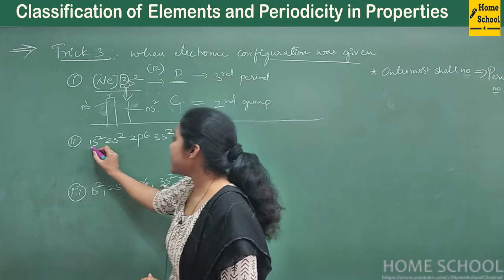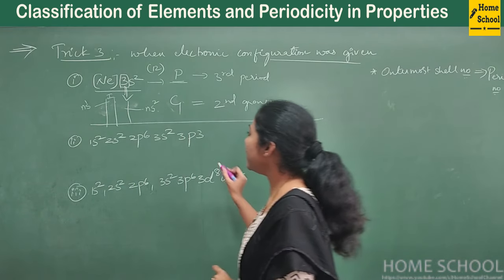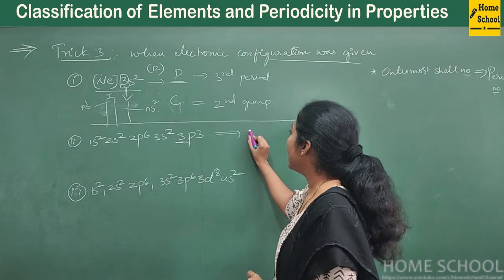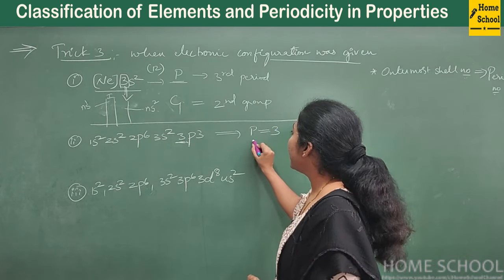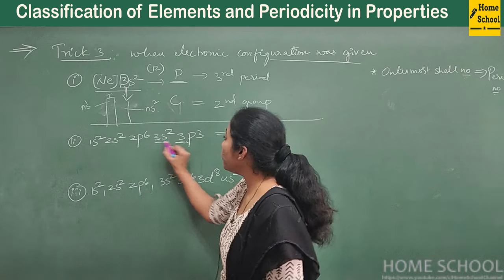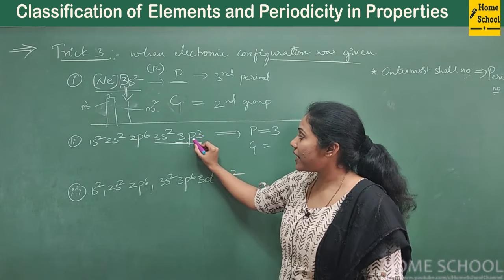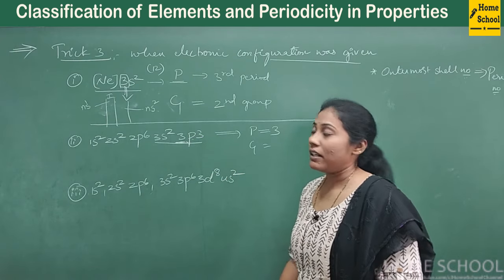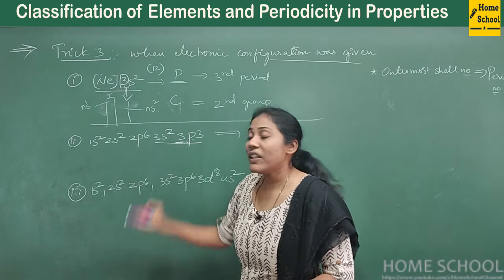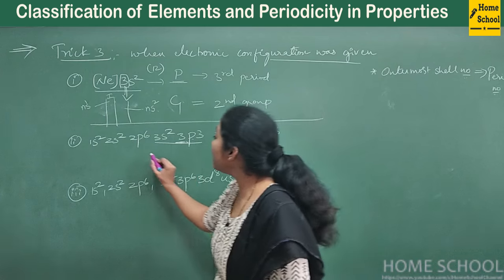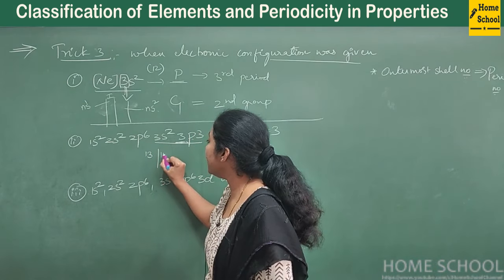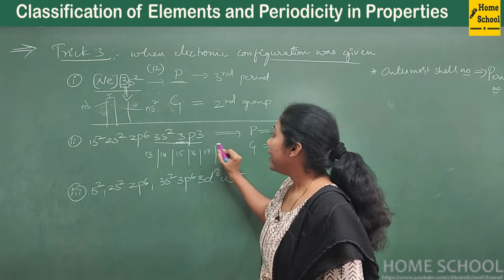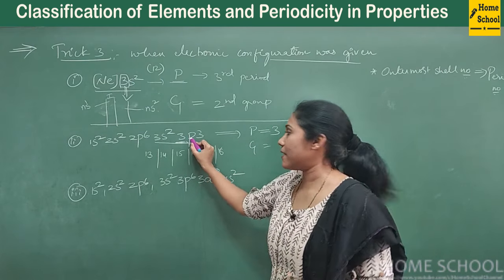Okay, so now let us see the second example. You see here, so what is the period number? You see the last shell is the third shell. So the period number is 3. So what is the group number? To identify it, check in which orbital the last electron is present. It is present in the p orbital. That means this element will come in the p block. So how many groups will come in the p block? 13, 14, 15, 16, 17, 18. The capacity of the p orbital is 6, right?